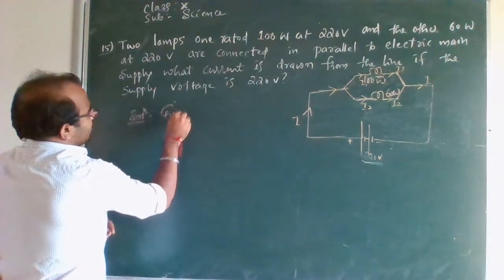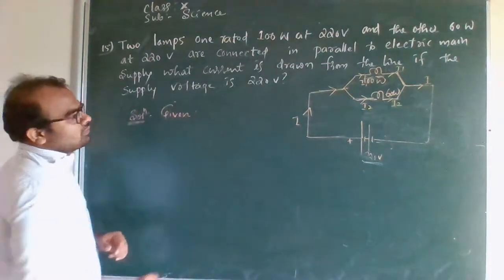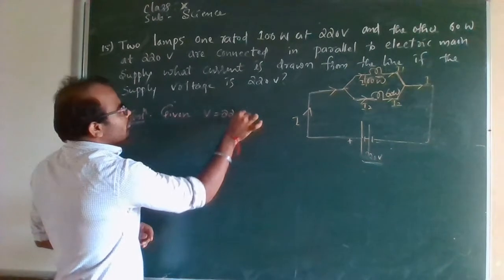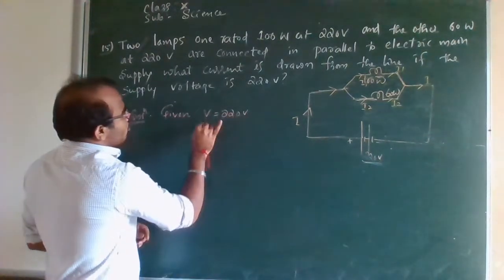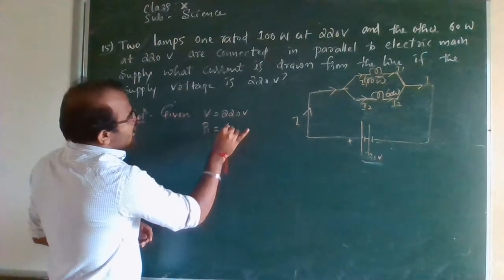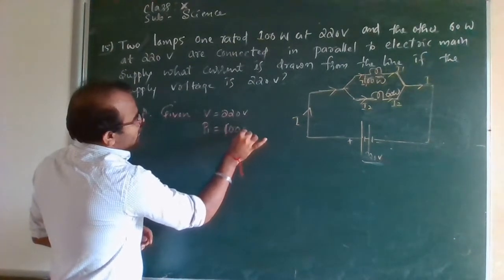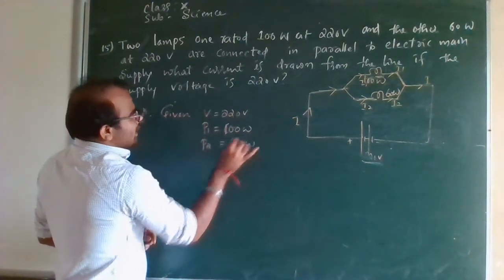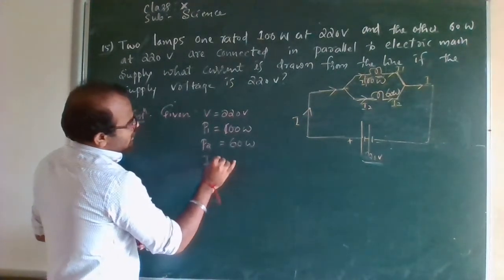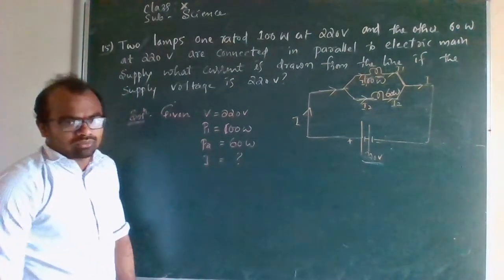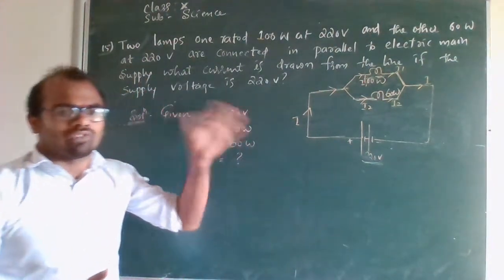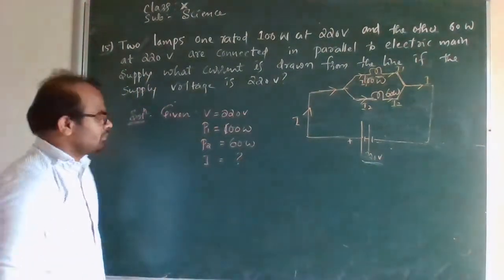What is given here? First they have given the supply voltage, that is 220 volt. And they have given two powers: P1 is 100 watt, P2 is 60 watt. So what is the current? They have asked the net current. Net current is the addition of the two currents, that flowing through the first lamp and that flowing through the second lamp.